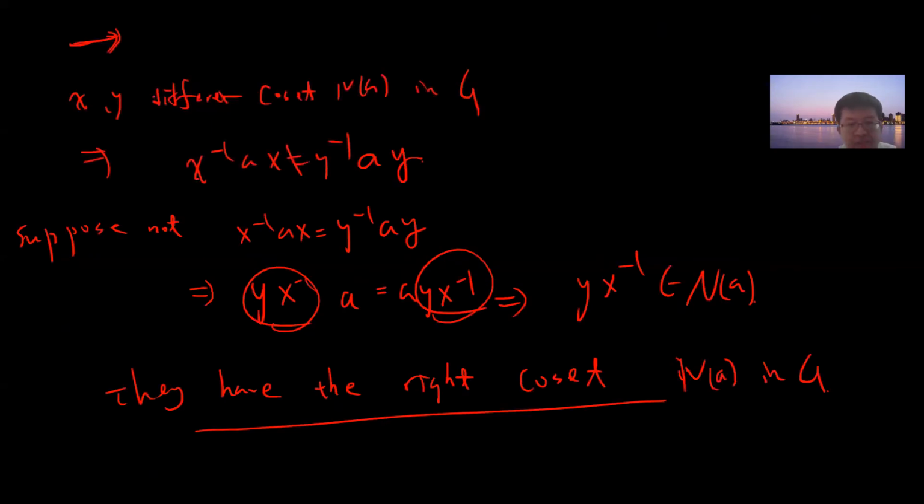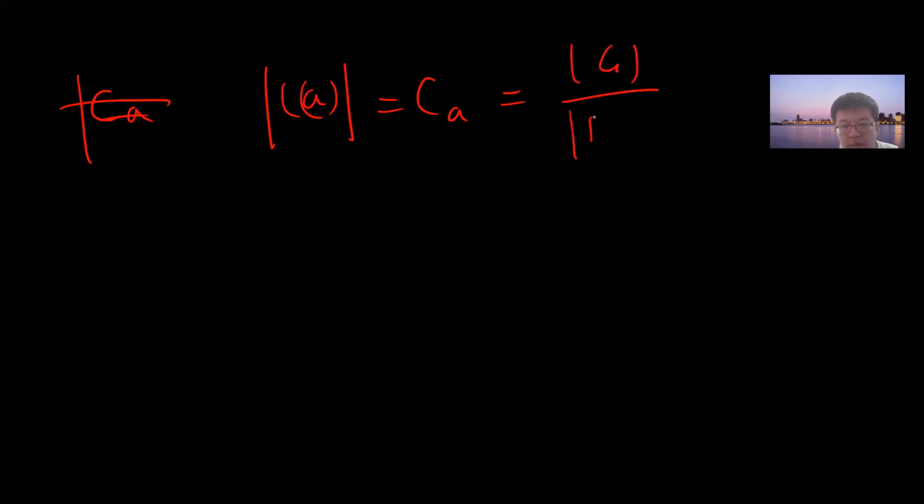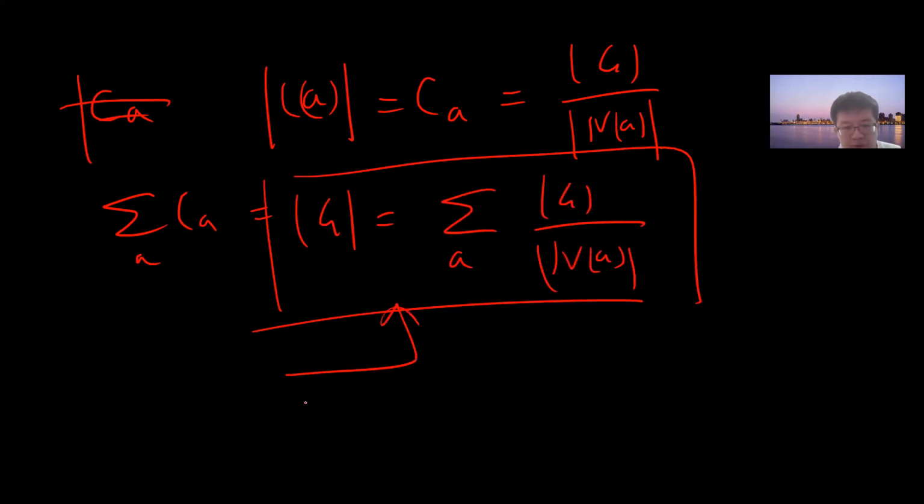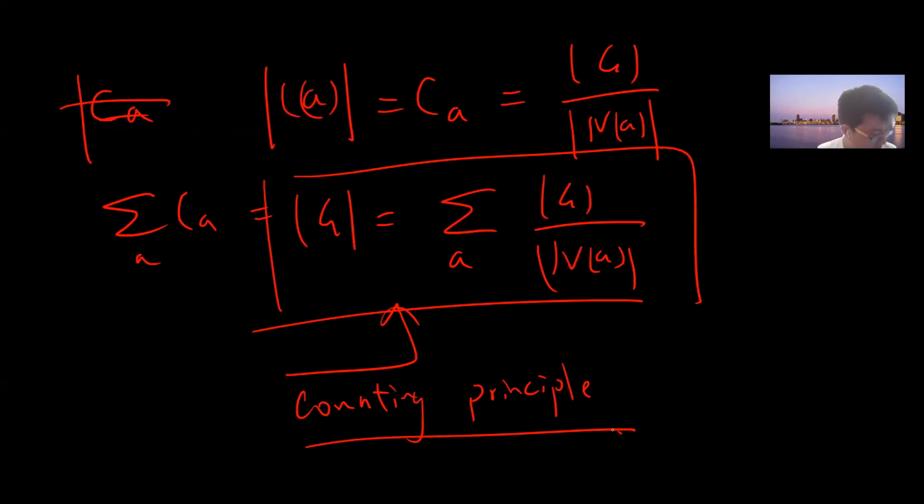Our result finally becomes: the absolute value of C_A, the number of elements in C_A, is the same as the order of G divided by the order of the normalizer of A. And then we also have the sum of the sizes of the conjugacy classes equals the order of G. This is our final result, the sort of counting principle. This is the famous theorem we will keep using.